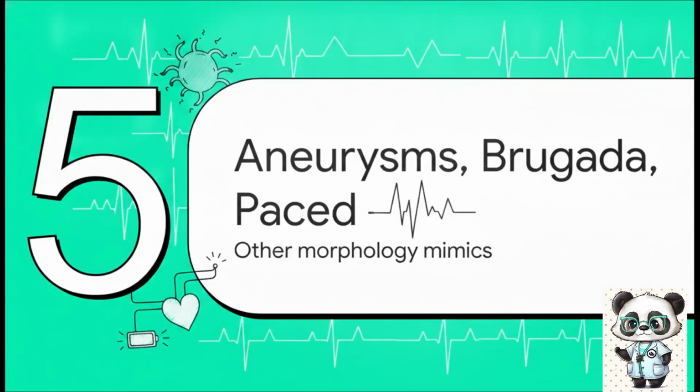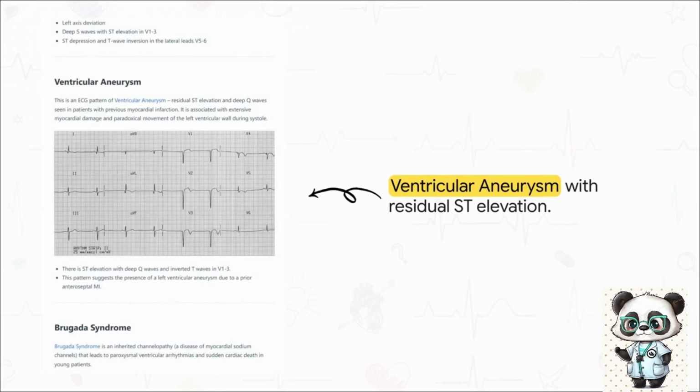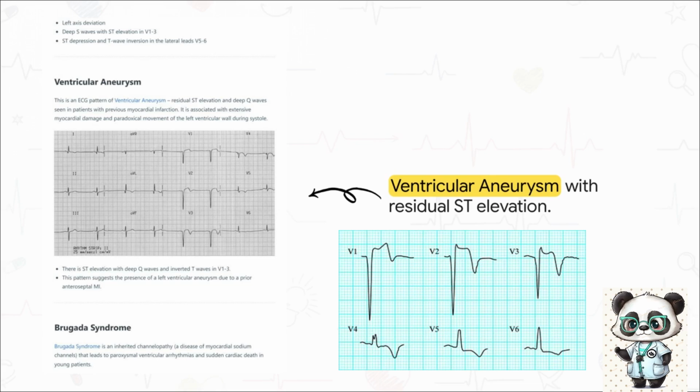And finally, Section 5, Aneurysms, Brugada, and Paced rhythms. Take a close look at the ST elevation in leads V1 through V3 on this tracing. If a patient has had a previous anteroseptal myocardial infarction in the past, you might see this residual ST elevation sticking around long after the actual event, right alongside some very deep Q waves and inverted T waves. This specific pattern strongly suggests the presence of a left ventricular aneurysm. It indicates extensive myocardial damage and paradoxical movement of that left ventricular wall every time the heart beats. Basically, it looks exactly like an active, evolving heart attack, but it's actually just a very old scar.